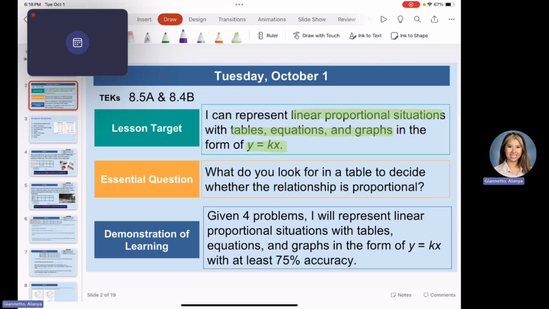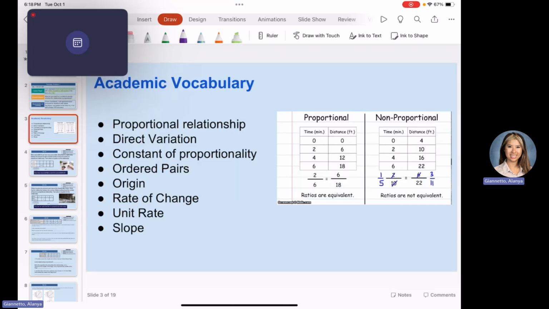Our essential question is, what do you look for in a table to decide whether the relationship is proportional? We haven't yet talked about this, so we're not going to be able to answer it at the moment, but by the end of the vocabulary, we will be able to answer this.